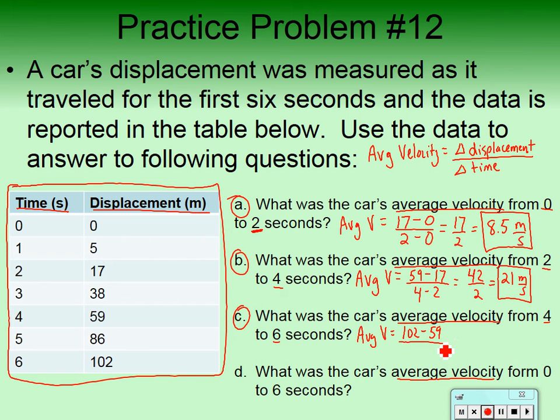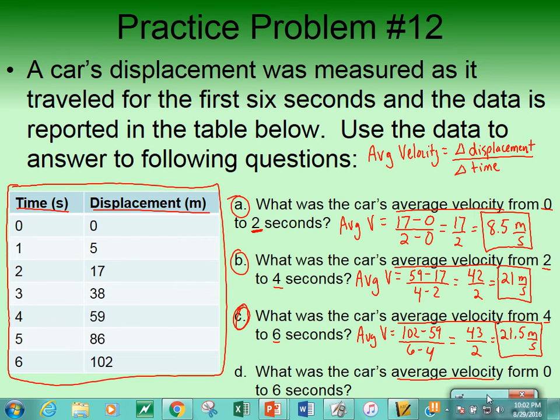Divided by change in time. So the final time would have been 6 seconds. The initial would have been 4 for that time frame. So 102 minus 59 is 43, divided by 2 again. So 43 divided by 2 is 21.5 meters per second. Okay, so from 4 to 6, in part C, it was still increasing its speed a little bit. It went up to 21.5 meters per second.